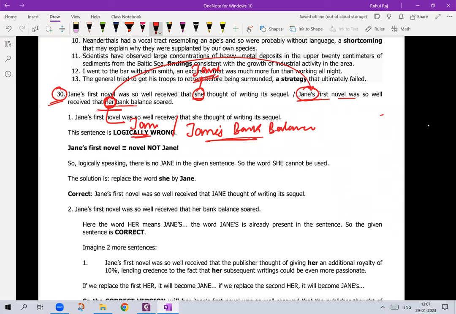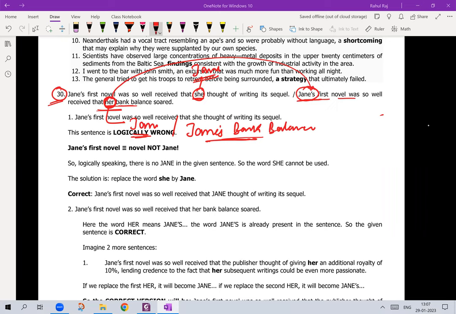It can be said that Jane's first novel was so well received that inspired her to write its sequel. Is that correct? That inspired her to write its sequel. No, that inspired Jane to write its sequel, because you are talking about Jane, not her. Because now you're talking about Jane, Gauri. You're not talking about Jane's sequel and all, something like that.